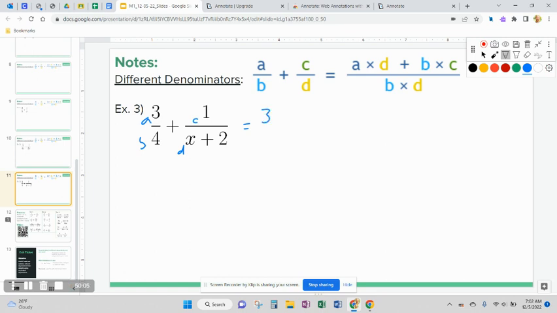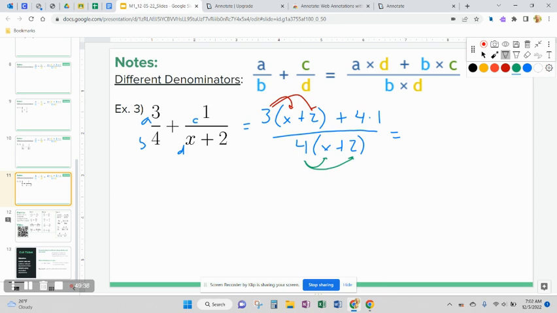So we'll have 3 times d, which d is going to be all of x plus 2. So let's write that in parentheses so we make sure we handle all of it. Plus 4 times 1, all divided by 4 times, again, x plus 2. Let's again use parentheses there to help us out. Now, when we simplify this, let's remember to distribute in so that we can appropriately handle those parentheses as we do those problems.